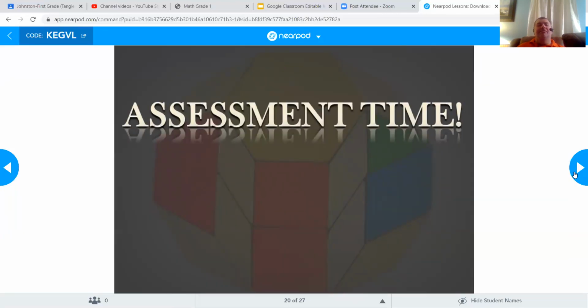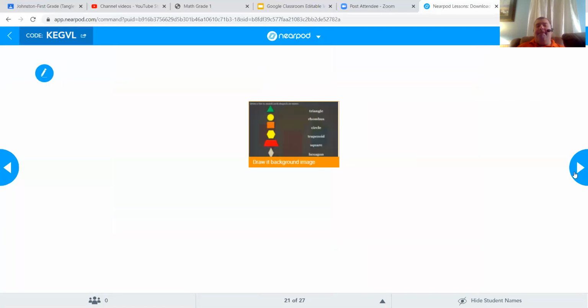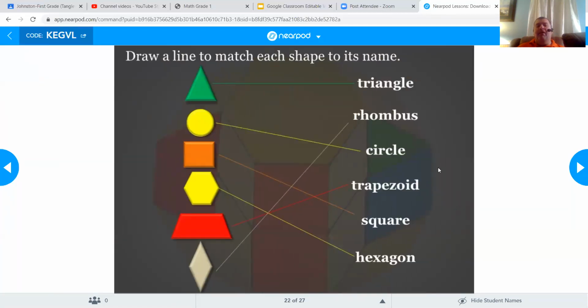All right, let's take a little assessment together. What is this shape? A triangle. What is this shape? Circle. What is this shape? Square. What is this shape? A hexagon. What is this shape? Trapezoid. And this shape is a rhombus.